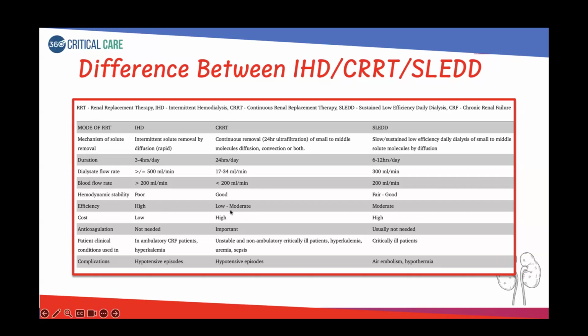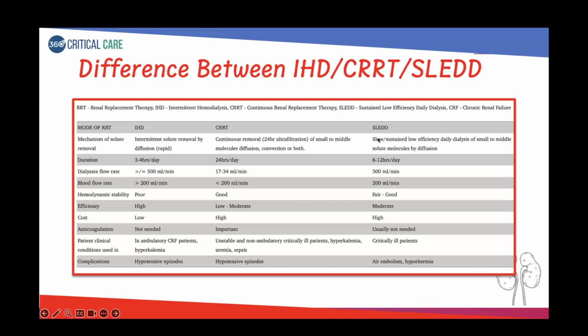CRRT again is low to moderate efficiency, but because the duration of the treatment is so long, like 24 hours compared to 3 to 4 hours, the clearance of solute and clearance of water is more in one episode of CRRT compared to one episode of intermittent hemodialysis, because you are running only 4 hours. Suppose you take out 2 liters in 4 hours, you can take about 3 to 4 liters in 24 hours with CRRT. Similar with the SLED.